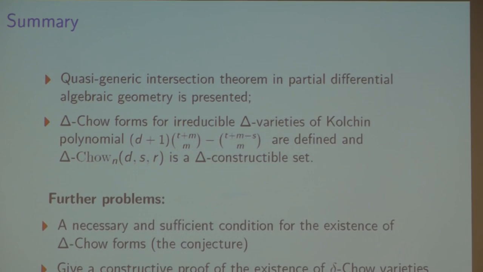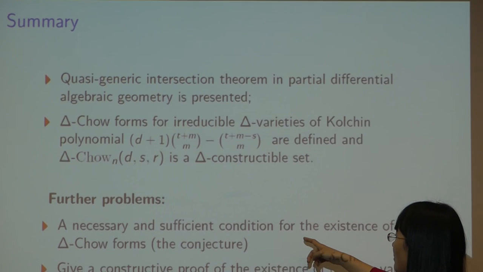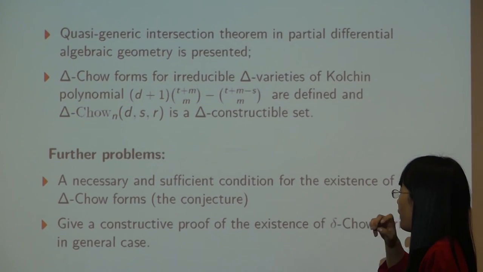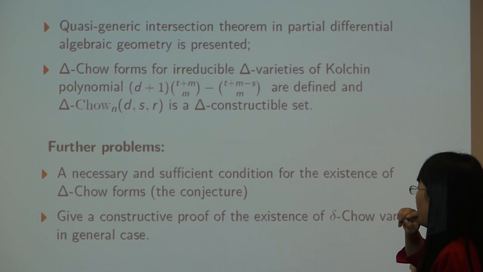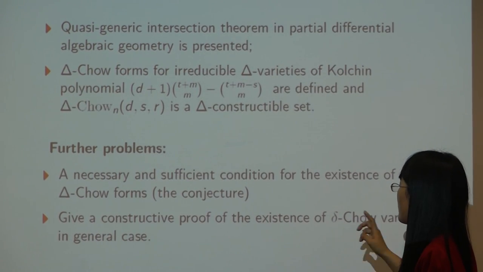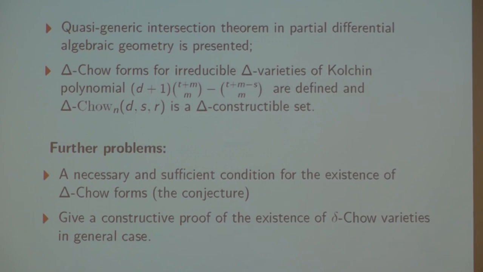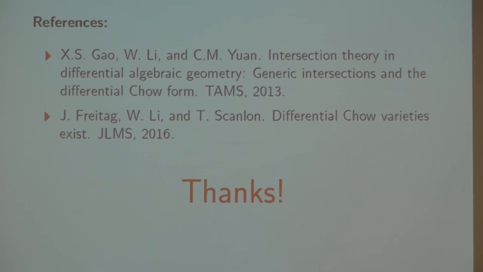And the problem I want to consider is, of course, the conjecture. So my talk has some gaps, but I hope they can be fixed. And the next problem is to give a constructive proof of the existence of differential Chow varieties in the ordinary case. Okay, thanks for listening.